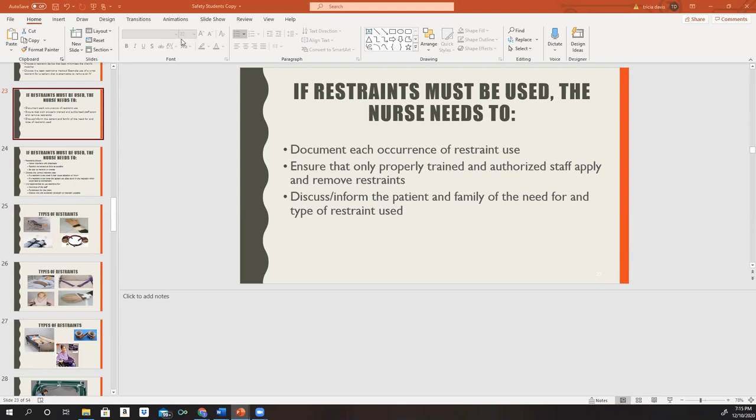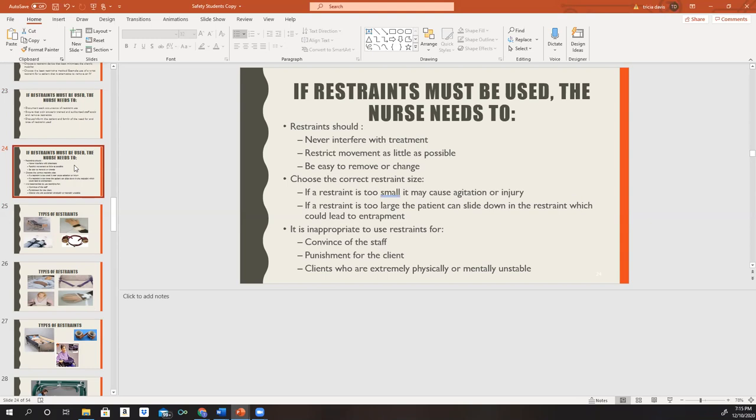So if restraints must be used, they should never interfere with the treatment. Restraints should restrict movement as little as possible. You don't want their arms and legs completely chained down to the bed so they can't move at all. And they should be easy to remove or change for you, not for the patient, but for you. You want to choose the correct restraint size. If a restraint is too small, it can cause agitation and injury to the skin. If a restraint is too large, the patient can slide down on their restraint, which could lead to entrapment.